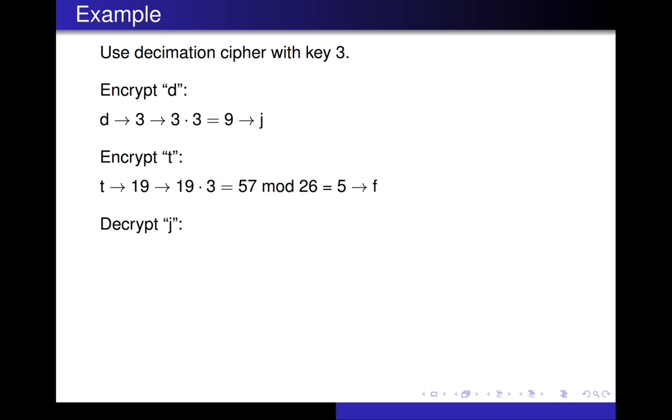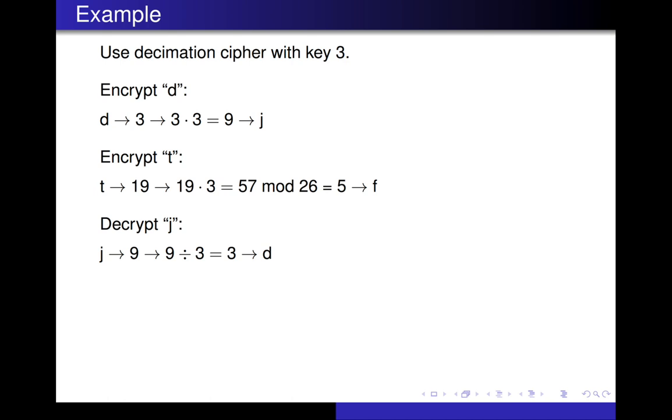So let's see how we're going to decrypt. If we're going to decrypt J, by the process we outlined above, we should get back to the letter D. And in fact, we do, right? J is the number 9, and if we multiply by 3 to get J, we should divide by 3 to get back to the plain text. So that gives us 3, which is the letter D, and that works out great.